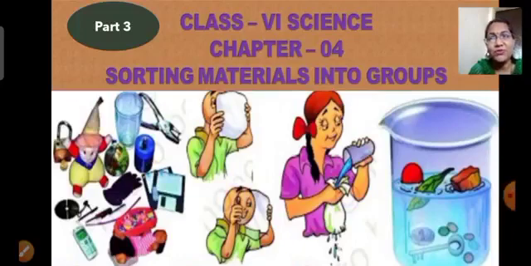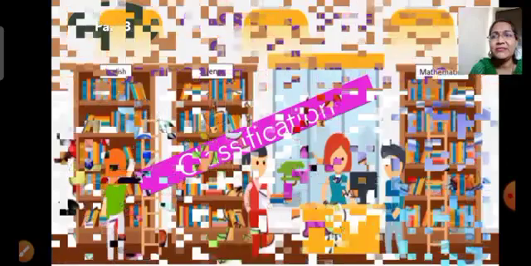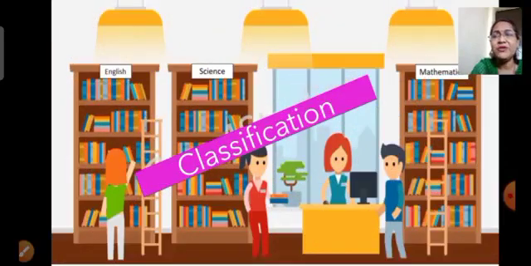Today we are going to study chapter number 4, Sorting Materials into Groups, part 3. In the previous session we have seen what classification is and why it is important to us. It is important to us to understand why sorting of materials or objects is needed.